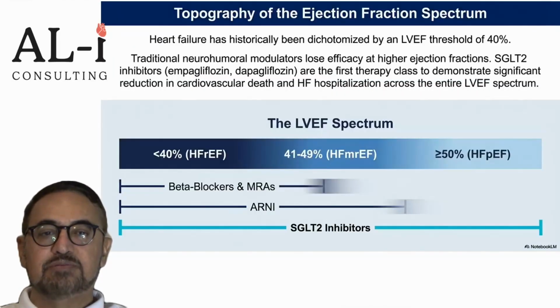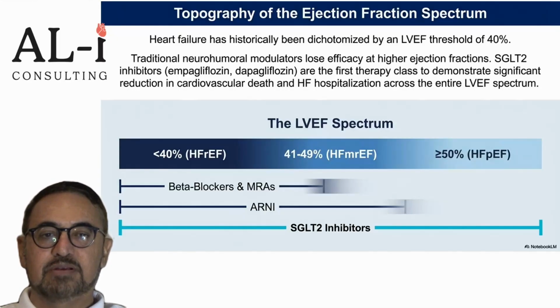Historically, heart failure treatment was divided rather rigidly by ejection fraction, with a 40% cutoff serving as a major therapeutic boundary. That model is still useful, but it is increasingly incomplete. Here we emphasize that the left ventricular ejection fraction spectrum is not binary. We have heart failure reduced ejection fraction below 40%, mildly reduced ejection fraction in the 41 to 49% range, and HFpEF at 50% and above. Traditional neurohormonal therapies such as beta blockers, mineralocorticoid receptor antagonists, and ARNI show the strongest signal in reduced ejection fraction and then attenuate as EF rises.